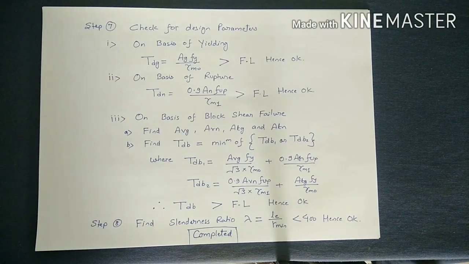Step number 8 is to find the slenderness ratio. The slenderness ratio is equal to the effective length of the tension member upon minimum radius of gyration, and it should be smaller than 400. And if this situation is satisfied, it is okay. Step number 8 is optional if effective length is not given in the question. So friends, this is the design procedure of the tension member. Let's start with its numerical.